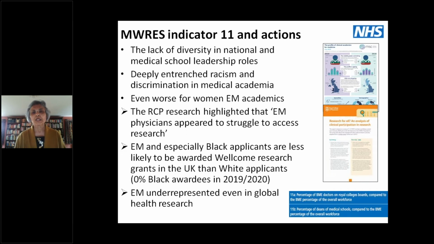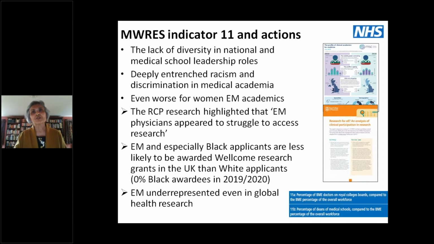The RCP research highlighted only a few months ago that ethnic minority physicians appear to struggle to access research, citing the culture of the trust they work in and their own lack of confidence and skills as key barriers. The Wellcome Trust, in its response to Black Lives Matter, reported on its website that ethnic minority and especially Black applicants are less likely to be awarded research grants in the UK compared with white applicants. In 2019-2020, 0 Black people got Wellcome Trust awards.